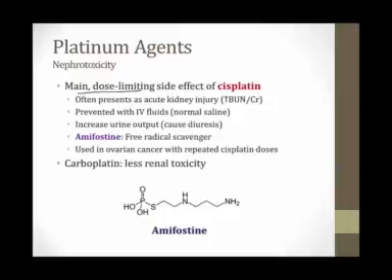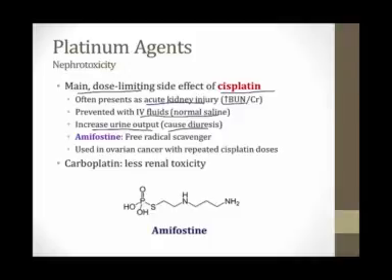Nephrotoxicity is the main dose-limiting side effect of cisplatin. This often presents as acute kidney injury with a rise in the BUN and creatinine. This can be prevented by co-administering IV fluids, usually normal saline, together with cisplatin. This will increase the urine output. In other words, it will cause a diuresis, and this will move the cisplatin through the kidneys and limit the amount of time the kidneys are exposed to the drug.